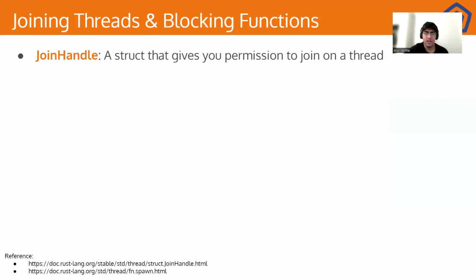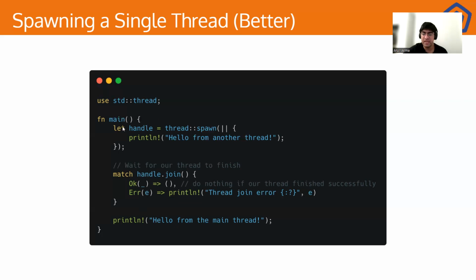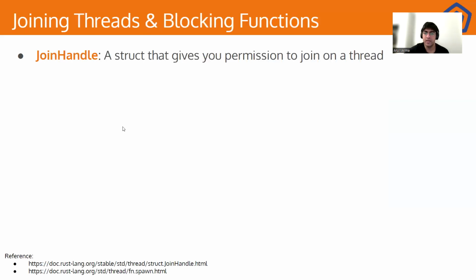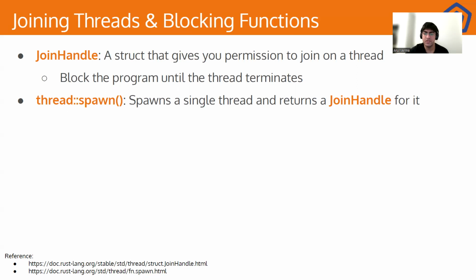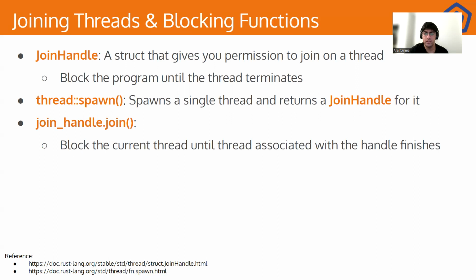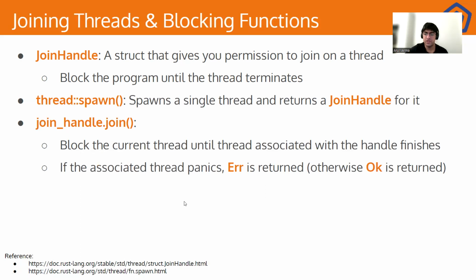And so there are a few things to know. We gave you the join and handle here before, but we never really gave it a name. The official name for this is a join handle, and it's a struct that gives you permission to join on a thread. And as I said before, it blocks the program until the thread terminates. We also have thread::spawn, as we talked about, which spawns a single thread and returns the join handle. And we have our .join function. This is essentially our check to make sure that our thread is ready to be joined. So we go to the handle and we say, block where we are until the thread you're associated with is ready to go. And as we can see, if our thread panics, an error is returned, otherwise we have our Ok.